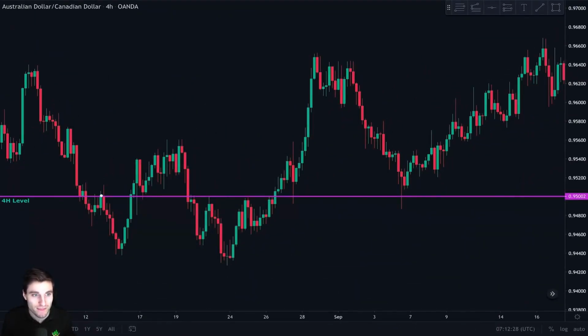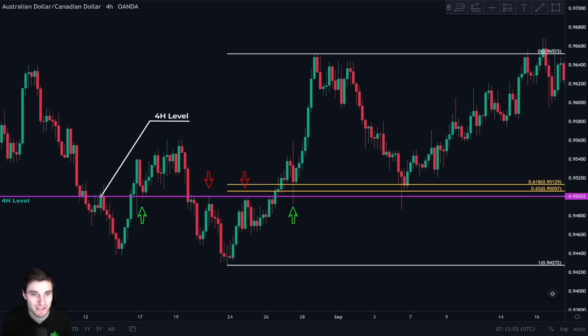Here we identify this 4-hour level acting as support and resistance, so we draw it. After that, we take our Fibonacci retracement and we see that there is confluence between this 4-hour level and the CC. So again, we wait for price to come down and we monitor the price action at this area on the lower term time frames. So let's go to the 15-minute chart.